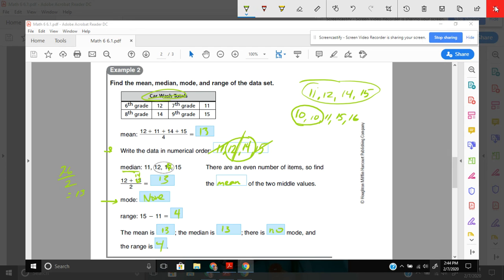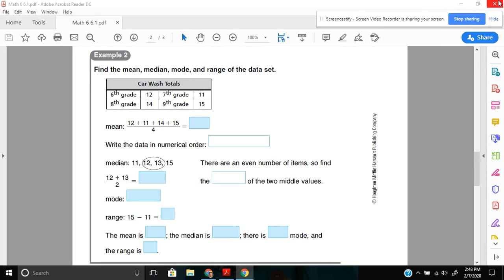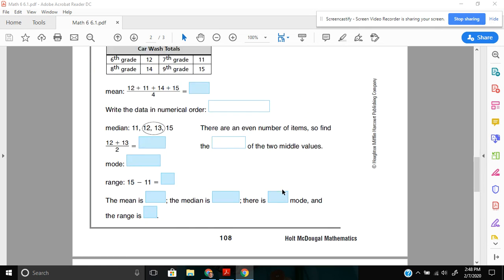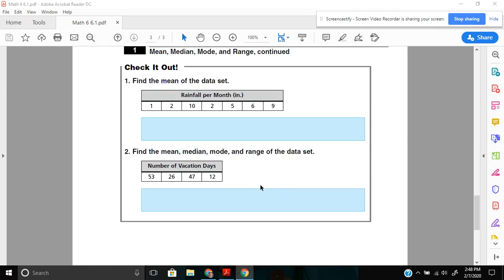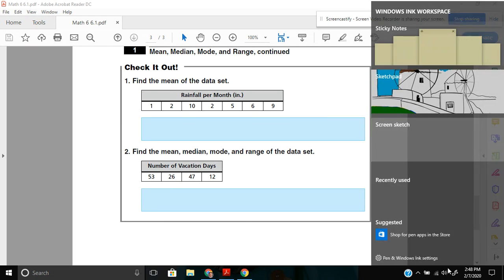Moving on then to, looks like we're to the check it out section. So why don't you pause here and try these ones out on your own.